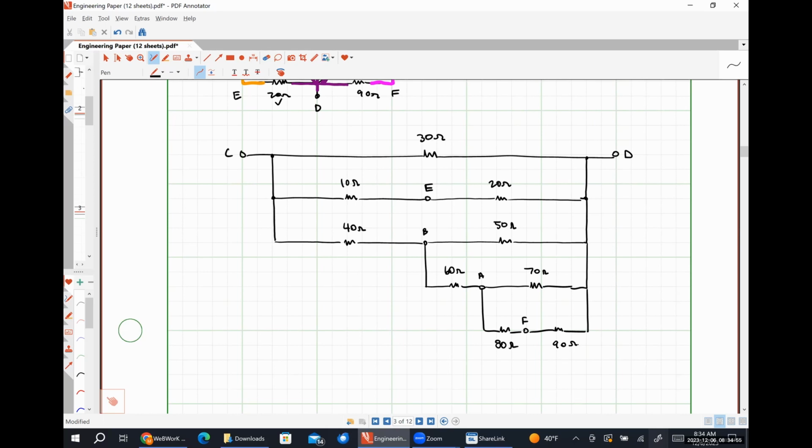So now I have this thing drawn in a way that I can just analyze it from bottom to top in order to find an equivalent resistance. And it should be very easy to see which things are connected in series and which things are connected in parallel. So 80 and 90 are very obviously connected in series because there's only one point of interconnection, no branching paths. So I can replace the 80 and 90 with a 170 ohm resistor.